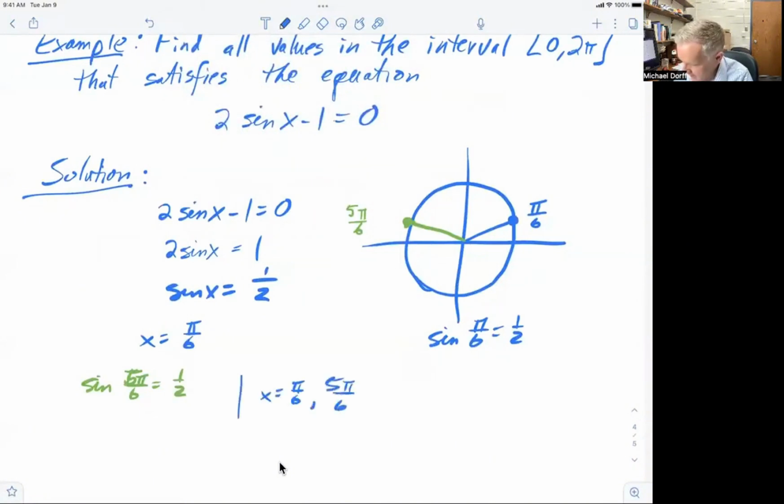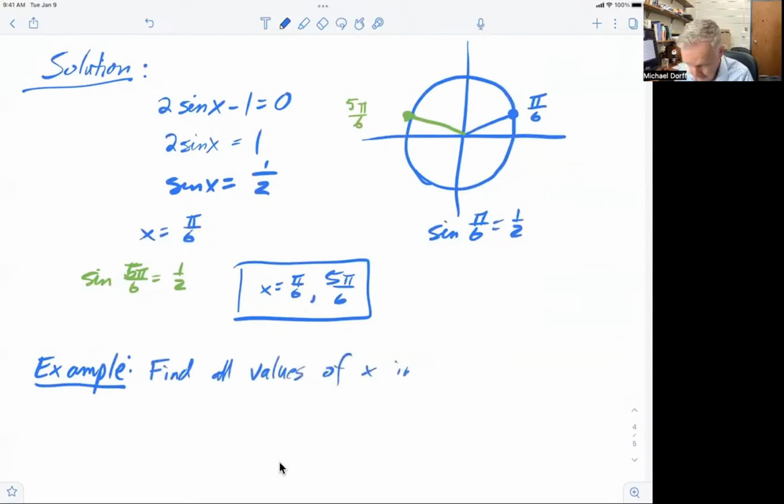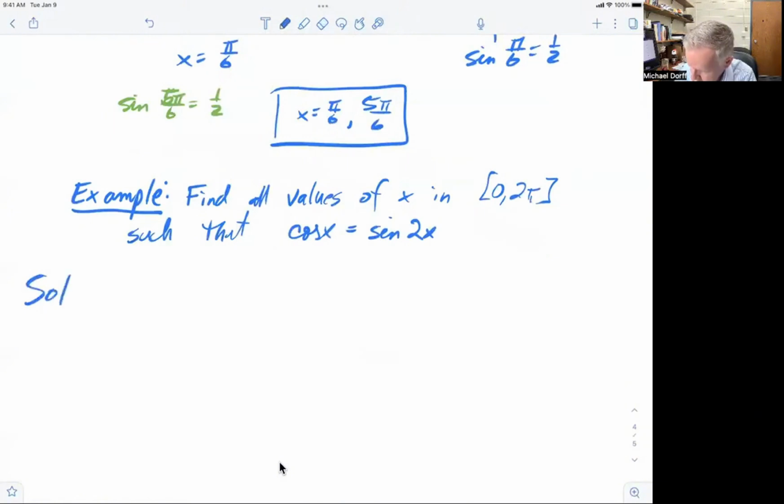And we can write it like this. These ones can be a little bit tricky, so let me do another example like this. Here's this one. Find all values of x in the interval from 0 to 2 pi such that the cosine of x equals the sine of 2x. So let's look at the solution here.